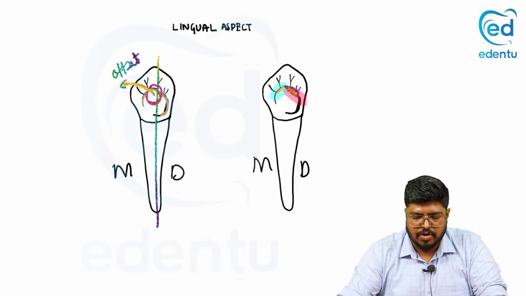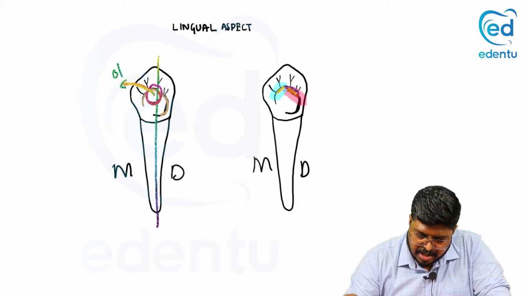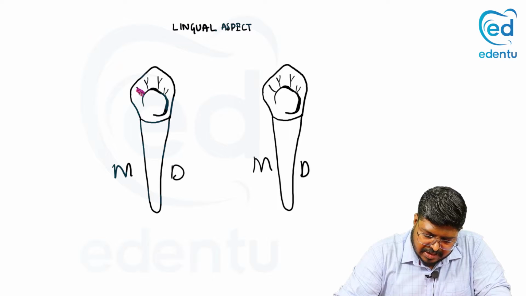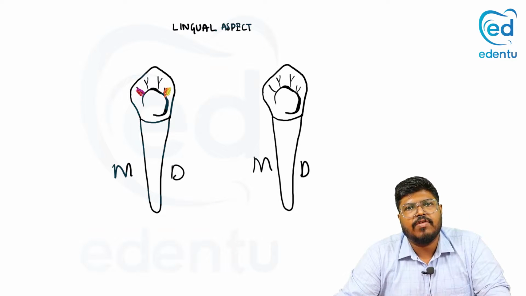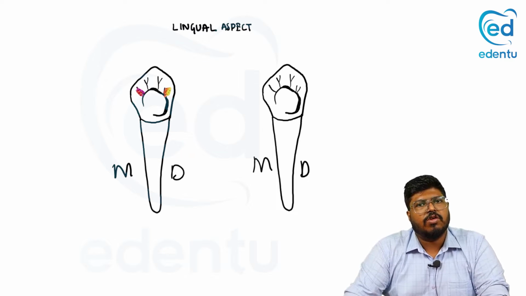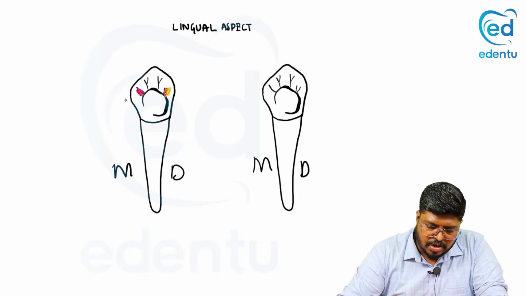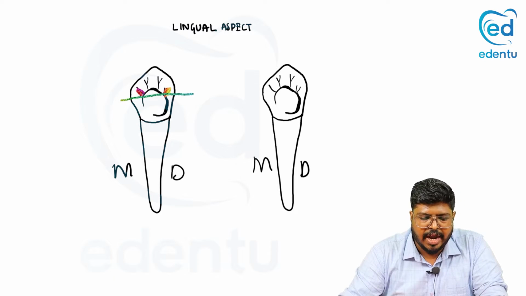Also, you will be able to appreciate the presence of a transverse ridge on either side. You will be able to note the presence of a transverse ridge on both sides, which are available from the lingual aspect because the occlusal table is visible. The lingual height of contour will be located at the middle third.